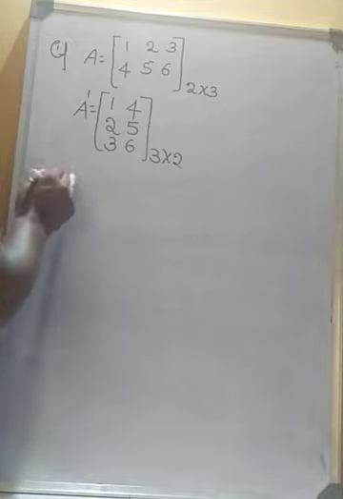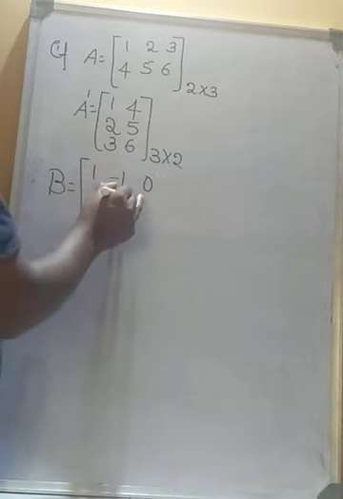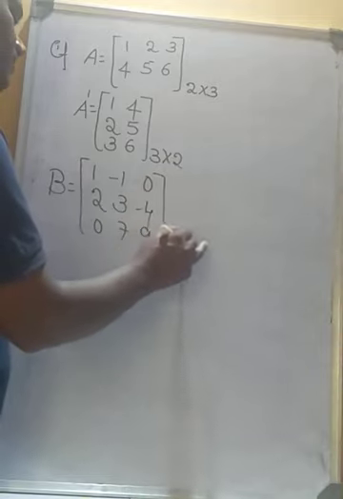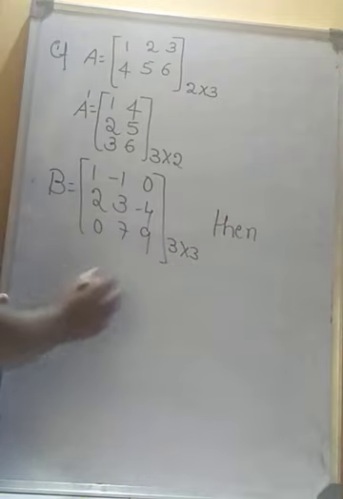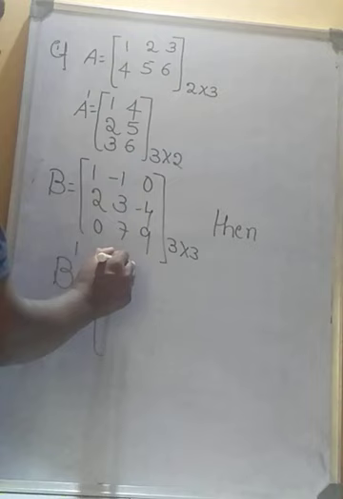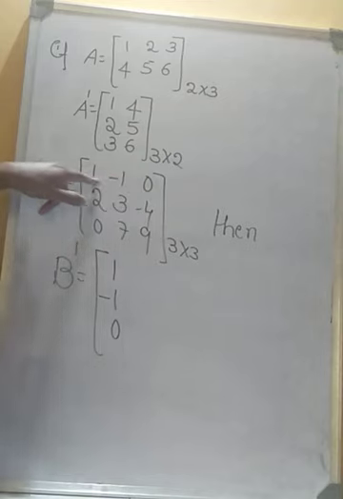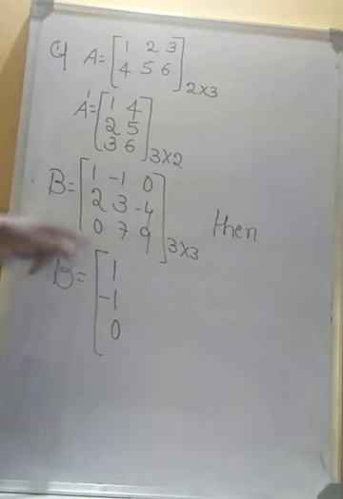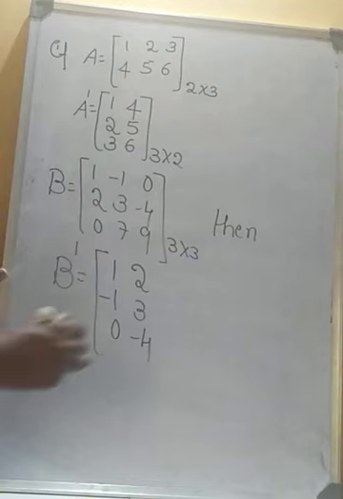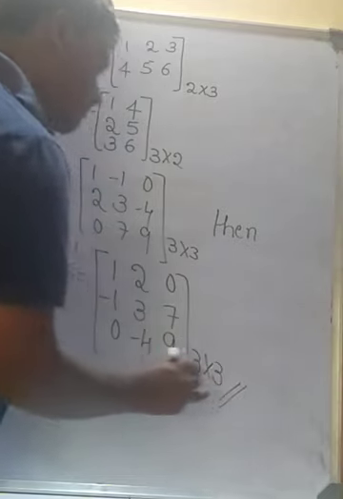One more example. If you take matrix B is equal to 1, minus 1, 0, 2, 3, minus 4, 0, 7, 9, a matrix of order 3 cross 3, then the transpose of matrix B is denoted by B dash. First row, write in first column: 1, minus 1, 0. In matrix B, 1, minus 1, 0 is the first row; in matrix B dash, that becomes the first column. Second row, 2, 3, minus 4 becomes the second column. Third row becomes third column, 0, 7, 9, also a matrix of order 3 cross 3.